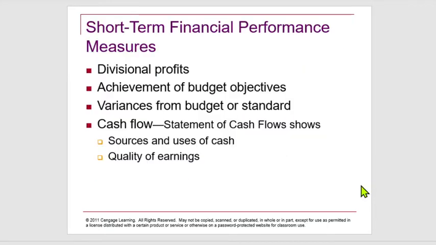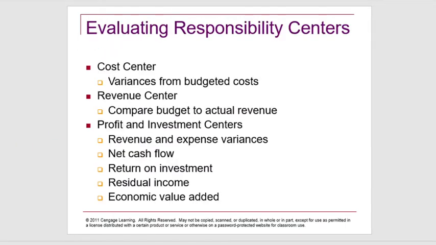So, the concept of analyzing the financial performance is because of measures like divisional profits, achievement of budget objectives, and variances from budget or standards, inclusive of the cash flow, of course. While we look at the short-term financial performance, one responsibility center is responsible for the profits of its own responsibility center. One responsibility center is responsible for its budget, whether it will be generating a favorable or unfavorable variance.